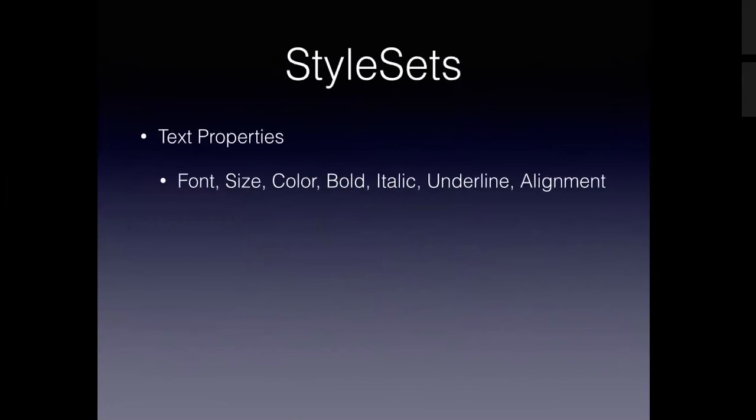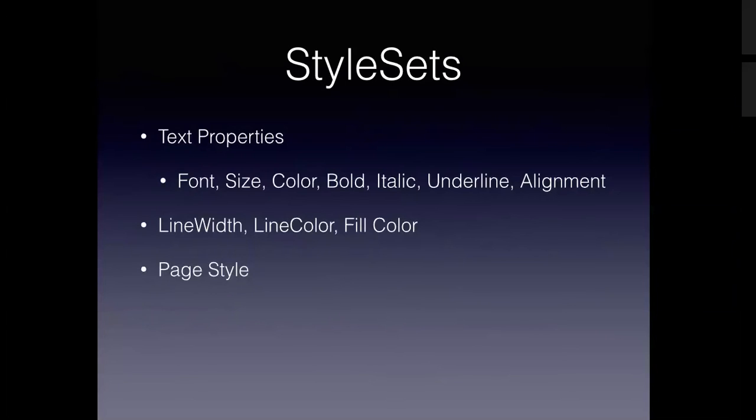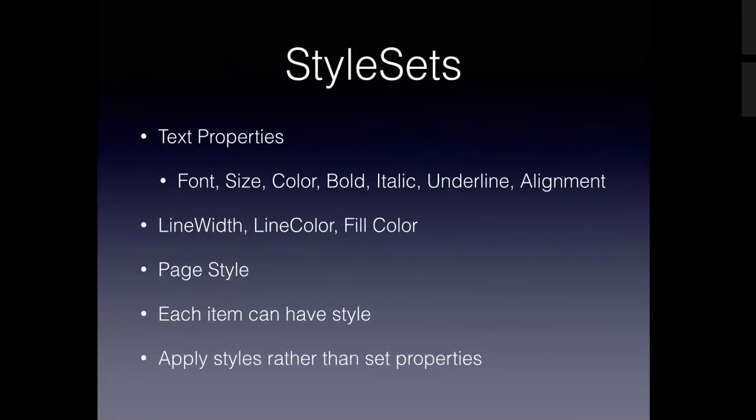The style sets are pretty straightforward. It gives us the text properties, gives us the line and fill information. And one of the things that we do is you can set a page style for a page. So when you create a new page, you can say, here's my default style. Everything that's in that page will carry that style. So if you wanted to make one page Courier and another page Helvetica, you could certainly do that and not have to worry about the individual line items or the individual text items. But then you can go in and have each item have its own style. And we talked a little bit about these styles rather than setting properties.